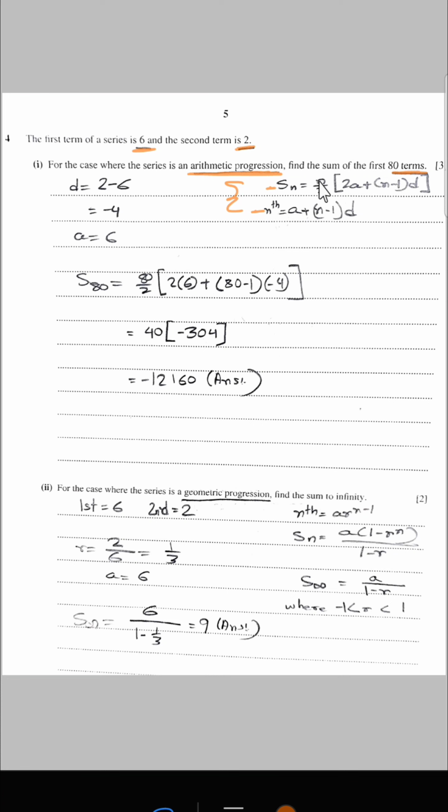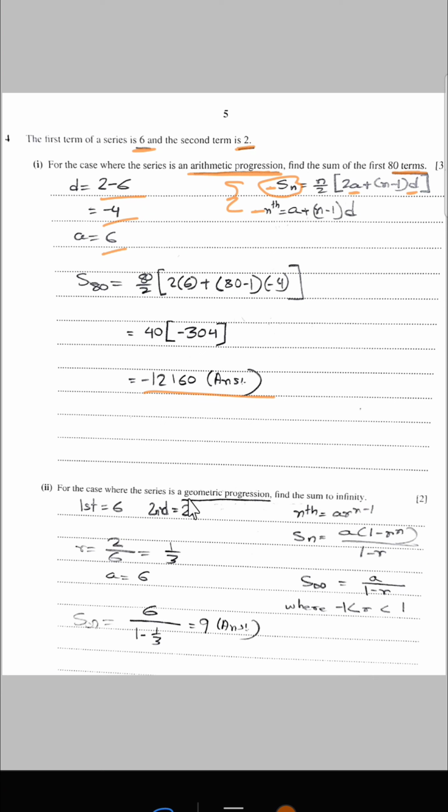To find the sum of the first 80 terms, we need to find the value of a, which is given here as 6. Now we need to find the value of d. The value of d is the second term minus the first term, which is minus 4, and a is 6. So we put these values in the equation of Sn where n is equal to 80 to find the sum of the first 80 terms, that is minus 12160.